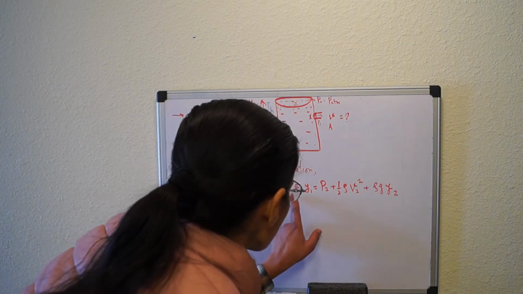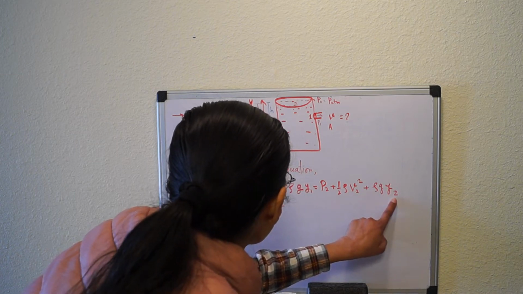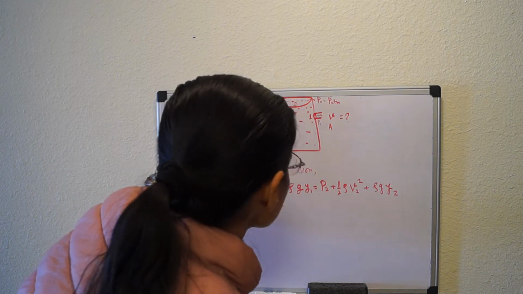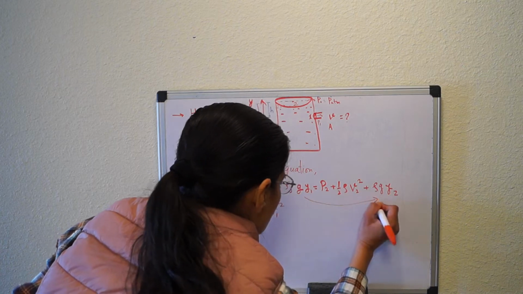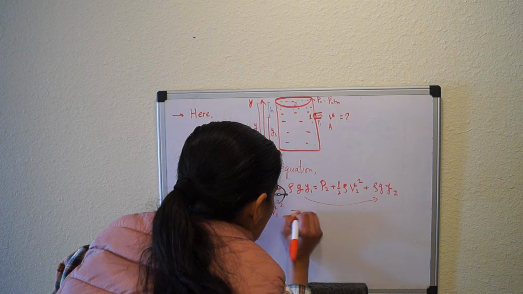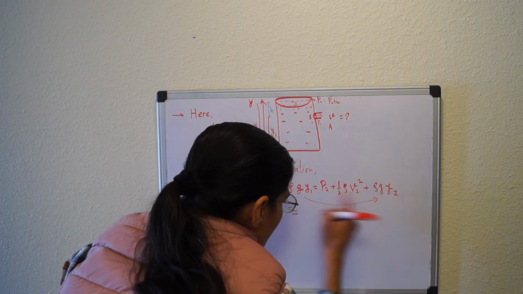Let's do this, guys. See, rho g y1, rho g y2, okay? We are given that y2 minus y1 is h, so I'm going to take this over here. Take this 1/2 rho v1 squared over that way, and then write whatever we have. I'm taking this over there, okay? So I need to remember that in a minute.